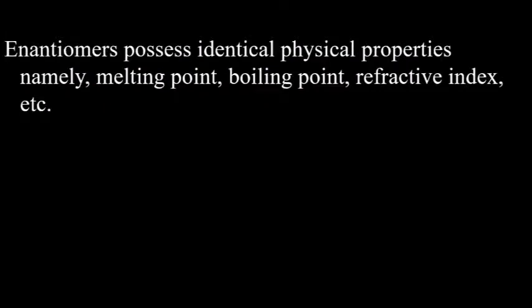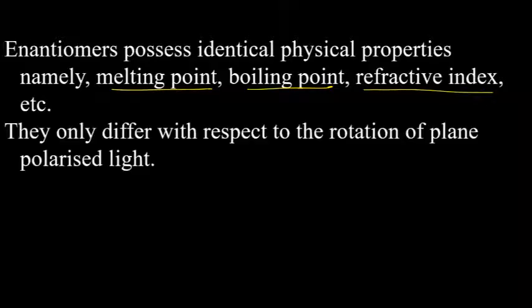These enantiomers possess identical properties. For example, melting point will be same, boiling point will be same, refractive index will be same. All these things will be same, except that one will polarize the light in right direction, the other one will polarize in left direction. That's the only difference. So rotation of the light will be different. They only differ with respect to rotation of plane polarized light.